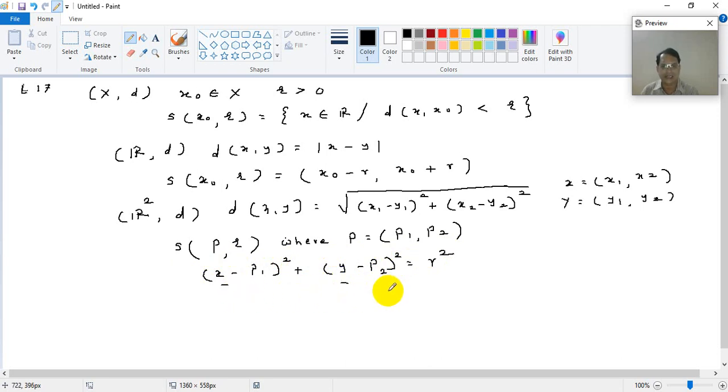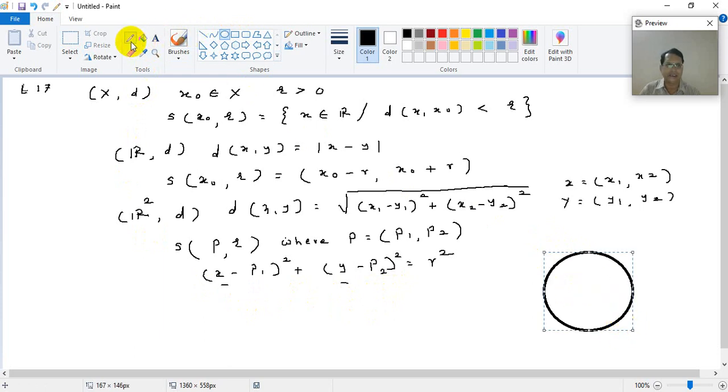That is the circle, and all the points inside it form the interior of this circle. So a diagram can make the ideas clear. See, suppose this is the circle. Here the center of the circle will be the point (P1, P2), and the radius is r. So all the points inside this circle form the open sphere S(P, r), right?